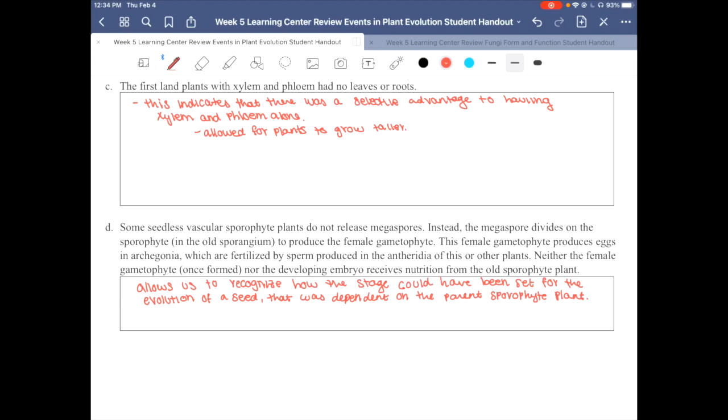Oh, do you guys haven't learned about the sporophyte plants yet? Is that what you're saying?